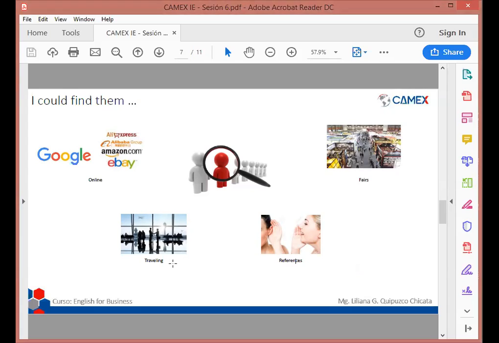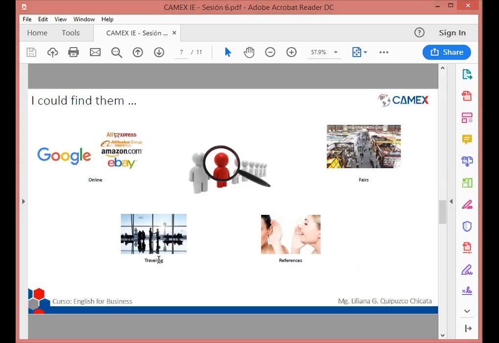And finally, another option of places where I could find suppliers is to travel. If I know that I want to import, let's say, cell phone cases from China, a good option would be for me to travel to China in order to see who the suppliers are there and talk to them. That will be the best way of doing it.